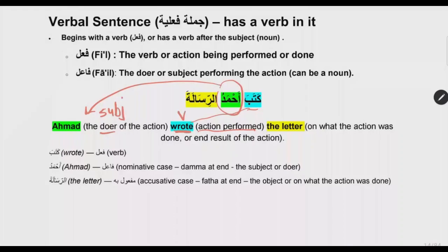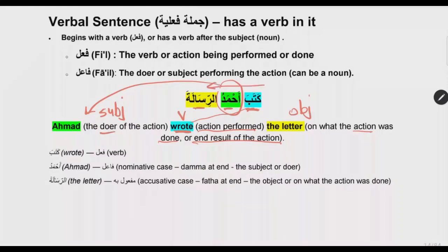Then we have the verb, and then the thing on which the action is being done. Like Ahmad wrote, what did he write? A letter. This word becomes what the action was done on, or the end result of doing that action. A letter emerged out of all that action that he did. So this is a simple structure of a verbal sentence where you can start with the verb and then put the noun after it, which is unique to Arabic, because in English we always say Ahmed wrote the letter. We don't say wrote Ahmed the letter.